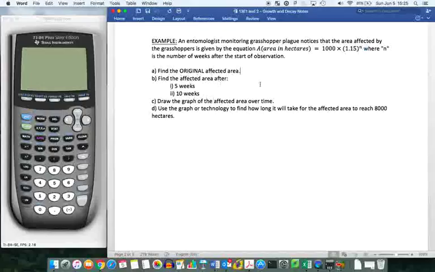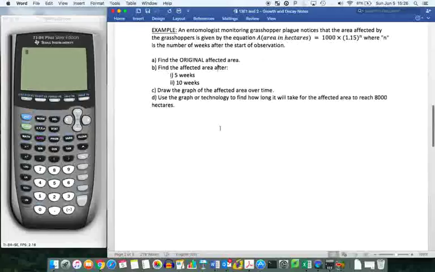So these are the questions. A: Find the original affected area. B: Find the affected area after 5 weeks, after 10 weeks. So these first two are just changing what n is. It's referring to the area after a certain number of weeks. C: It asks you to draw the graph of the affected area over time.